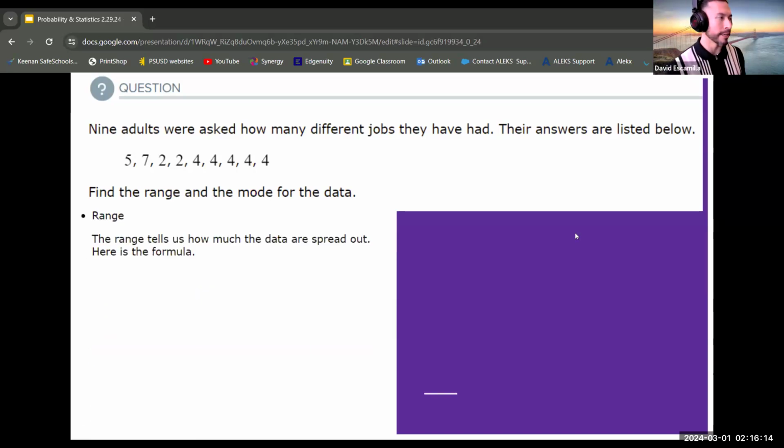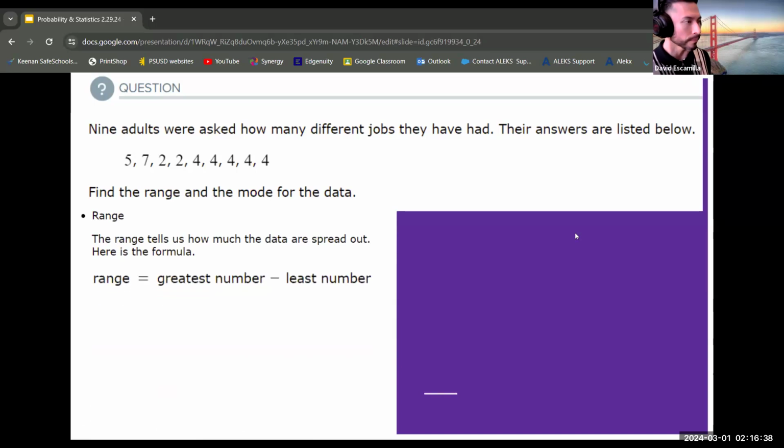First, what is range? Please copy this down if you could. The range tells us how much the data are spread out. And we're going to review the formula. This is very important. If you write it down, then you don't have to overload your brain trying to remember formulas. The formula for the range is the greatest number minus the least number.